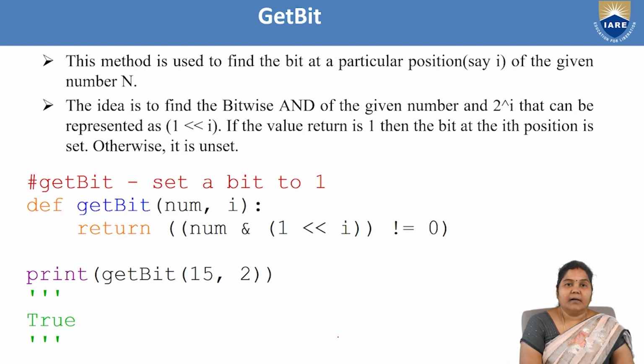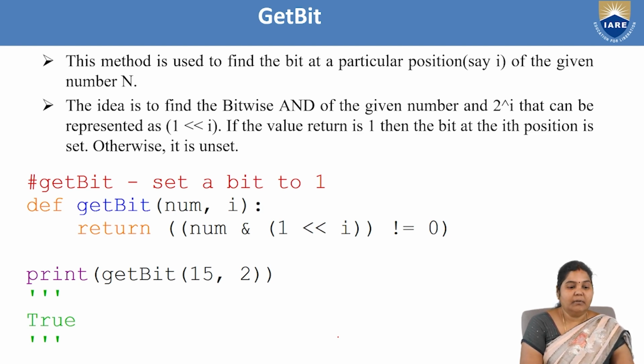Now let us understand how to get a particular bit position by writing a Python program. How to get a bit? Suppose this method will find out a particular bit position of a given number. In that bit position, if 1 is there, then you have to return true. If 0 is there, you have to return false.